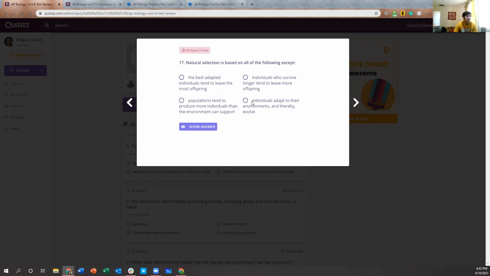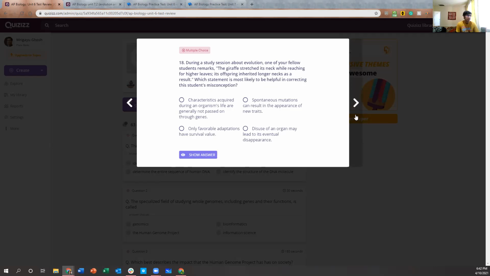Yeah, that seems to be true. I think this is the wrong answer. Individuals adapt to their environments and thereby evolve. It's not individuals who evolve, it's populations who evolve. So it's probably this one that's wrong. Yeah. Remember, populations evolve, not individuals. That's a very important concept. It's a recurring theme, I think.